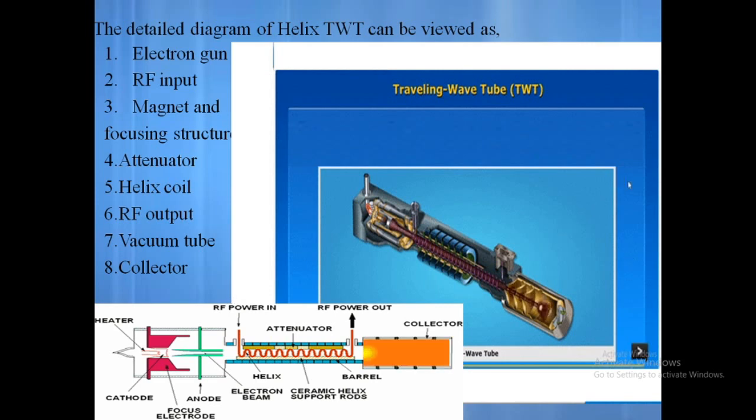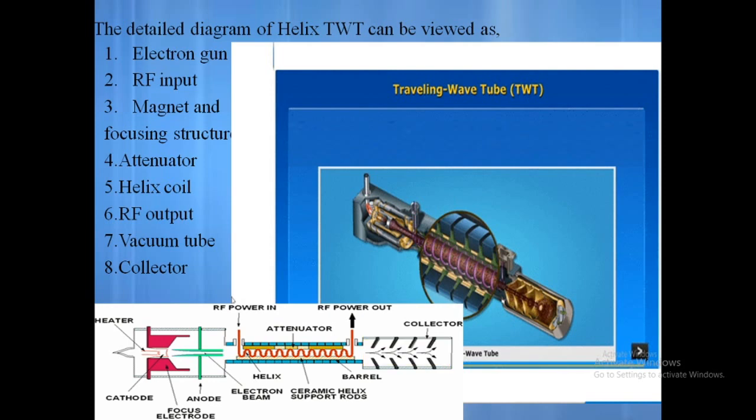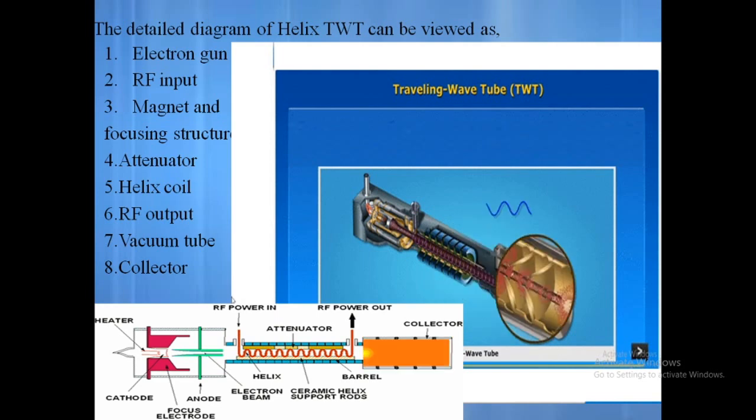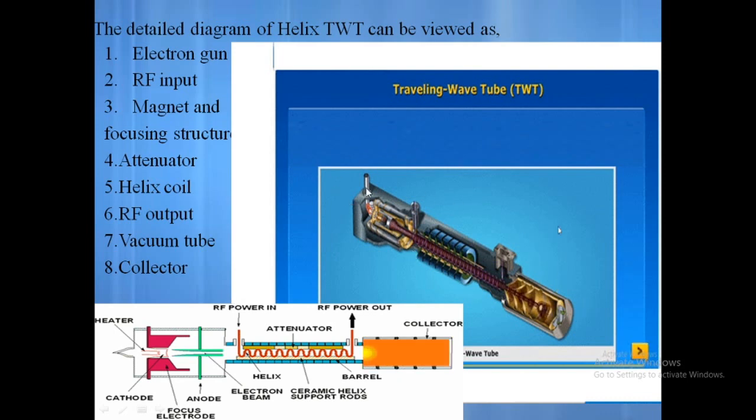The RF output. The main function of using the helix TWT is to amplify the microwave signal. It is collected at the RF output. Next, the whole process takes place in the vacuum tube, which is the seventh part. Next, the electron beam is collected at the collector, which is shown here. So this is the construction of the traveling wave tube.